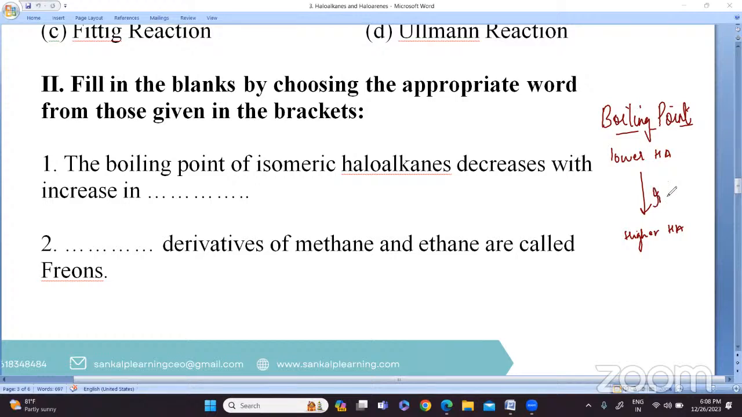Why does the boiling point increase? Because with the increase in mass. As you go from lower to higher, the mass of the haloalkane increases, so the boiling point also increases. Remember this. Now, what do you mean by isomeric haloalkanes? Isomeric means when they are in branch form. So what will happen to the boiling point of isomeric haloalkanes?